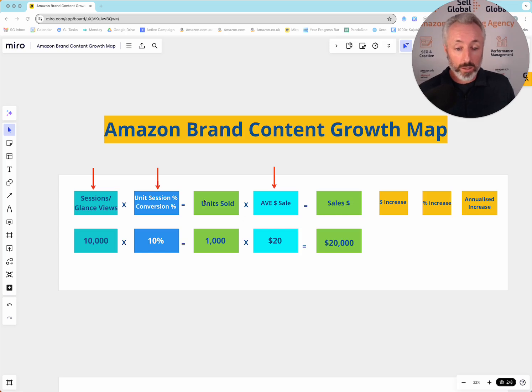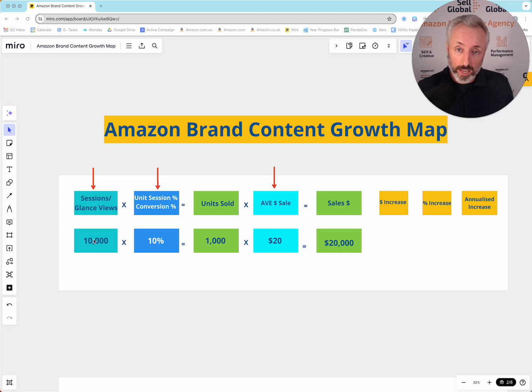People want more sales, they want to sell more units, they're the outcomes, but the input areas that you can control and influence and want to measure and target are sessions, if you're a third-party seller, or glance views. This is really traffic, eyeballs on your product listings. Then you've got the conversion rate, or unit session percentage as it's called as a third-party seller, which equals units sold, and then the average dollar sale equals sales. So that's really the formula.